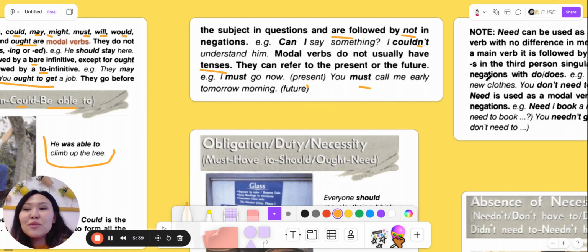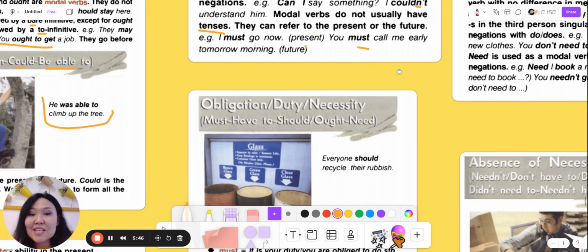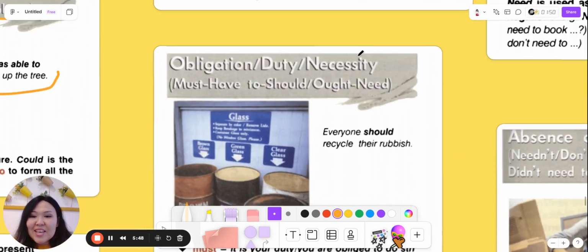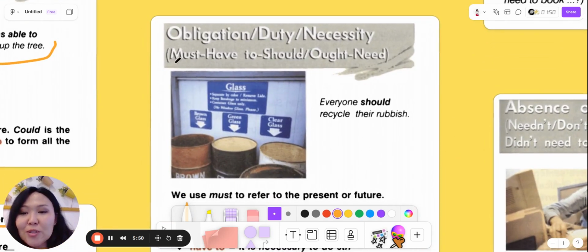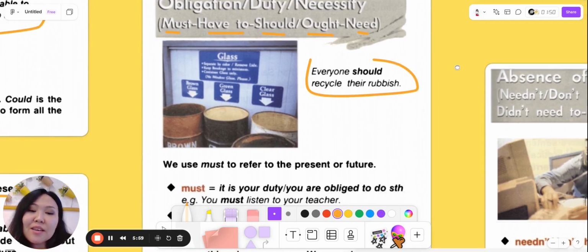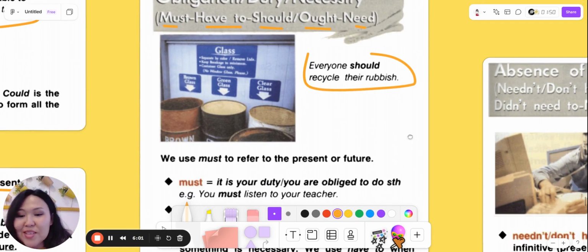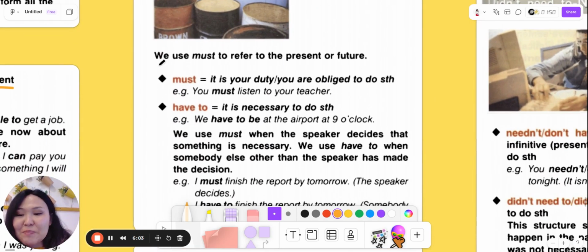So we talked about abilities. Now we are going to talk about obligations, duties, necessities. And here we will talk about must, have to, should, ought, and need. An example: everyone should recycle their rubbish. So let's talk about must.